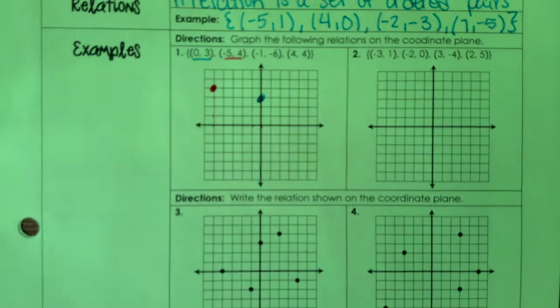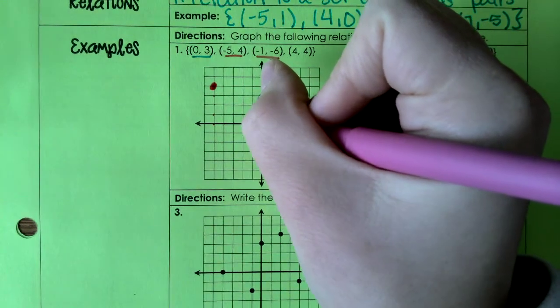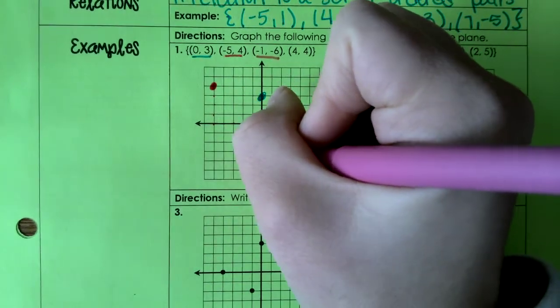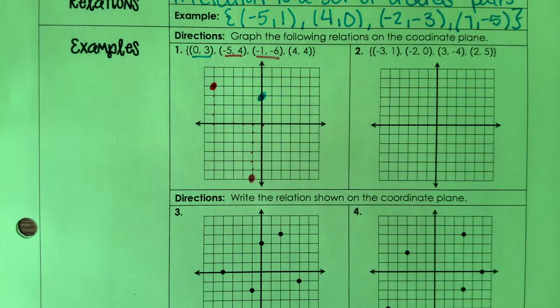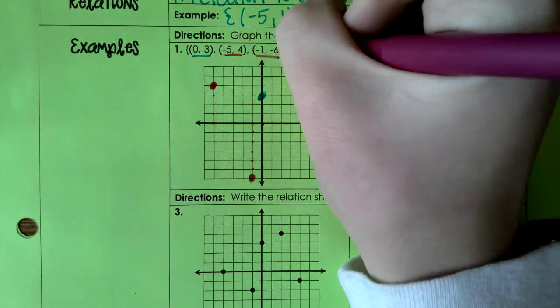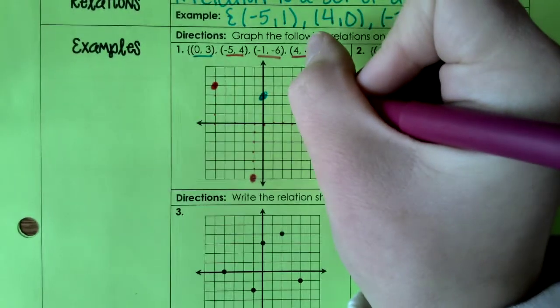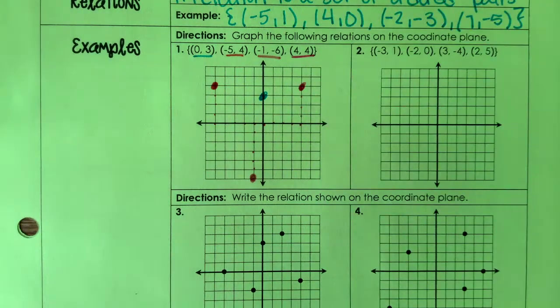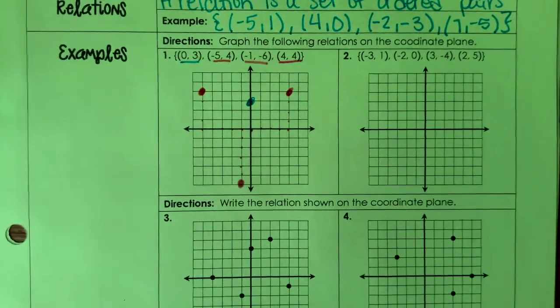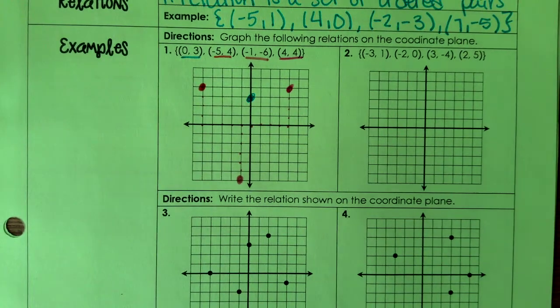Okay. Then I have (-1, -6), so backwards 1, down 1, 2, 3, 4, 5, 6. And finally, I have (4, 4), so forwards 1, 2, 3, 4, up 1, 2, 3, 4. So there we go. We have our relation graphed. Okay? So what I want you to do now is pause this video and graph number 2's relation.